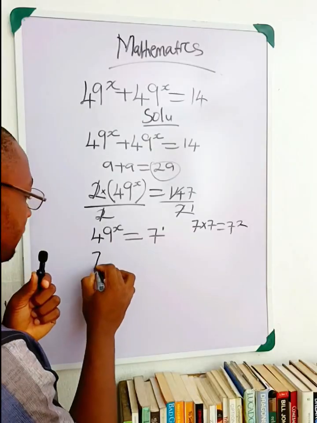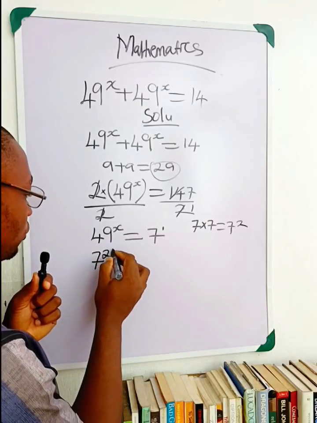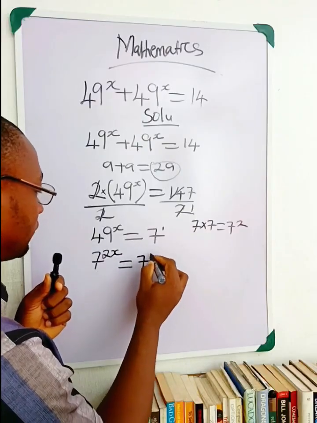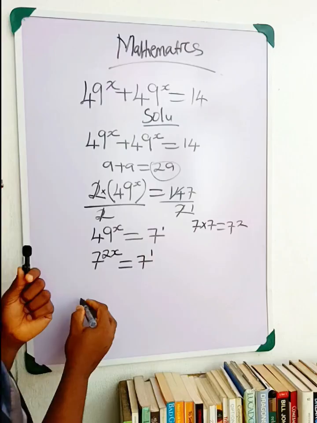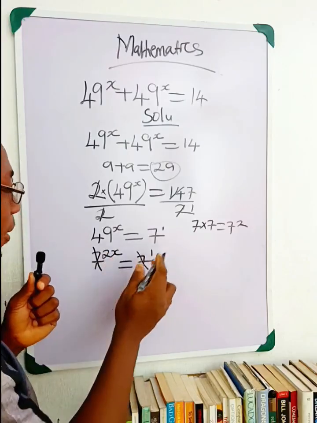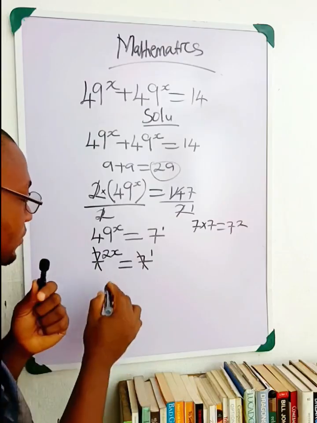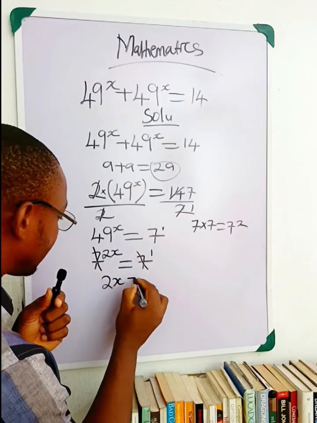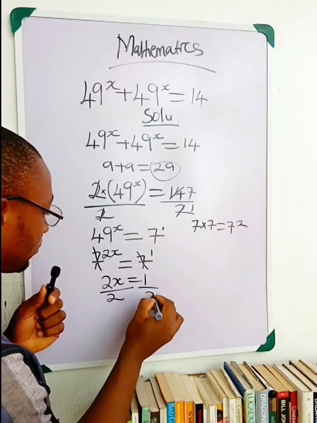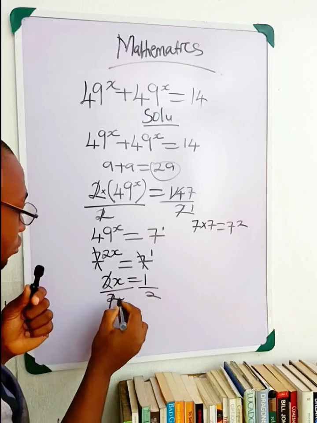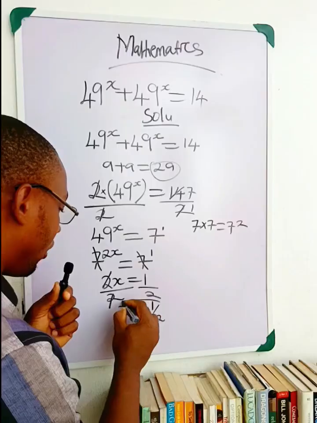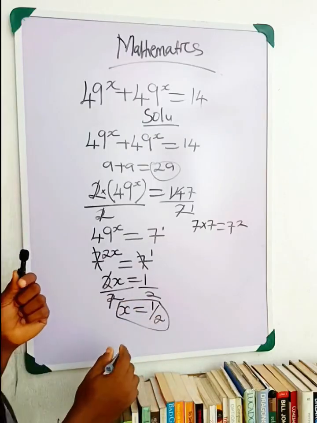So we have 7 raised to power 2x equals 7 raised to power 1. Are you following? The bases can cancel since they are the same, so that the powers can be equated. We now have 2x equals 1. Divide both sides by what? 2. 2 can cancel 2. x equals 1 over 2, or half. This is the value of x.